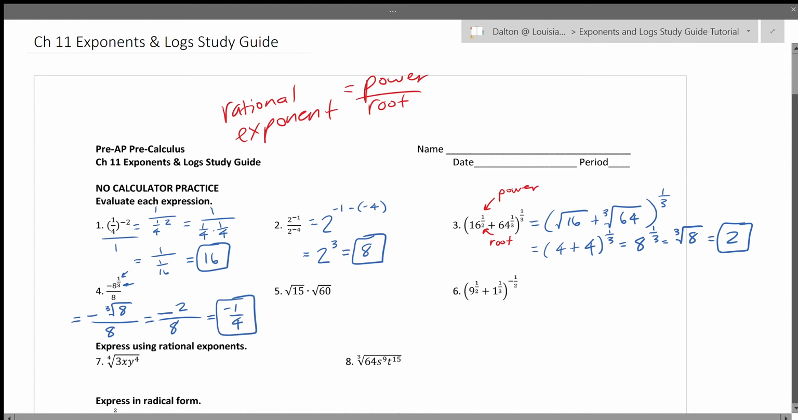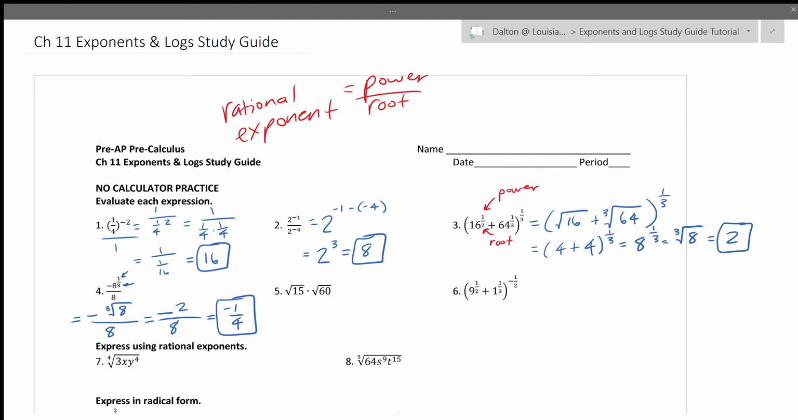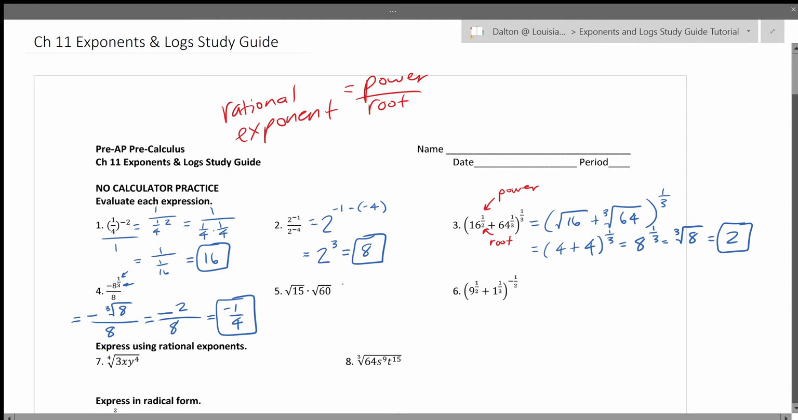Number 5, the square root of 15 times the square root of 60. Rules for radicals is that if you're multiplying them, then you can multiply the numbers on the inside as well. So the square root of 15 times the square root of 60. 15 times 60 is 900. And then hopefully that number rings a bell. If not, you can guess and check if you need to.